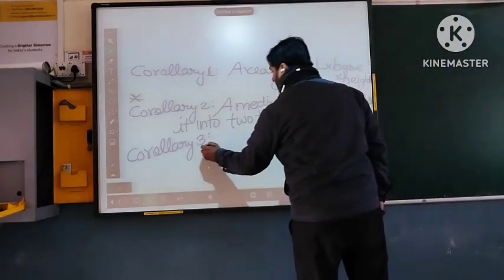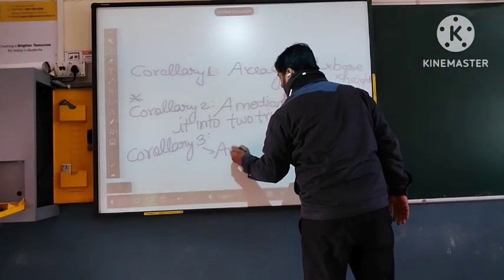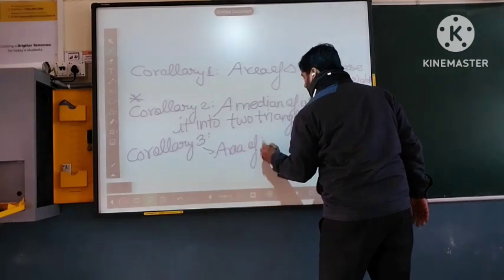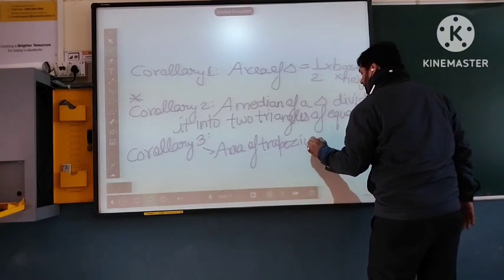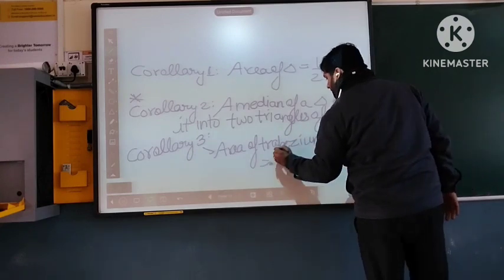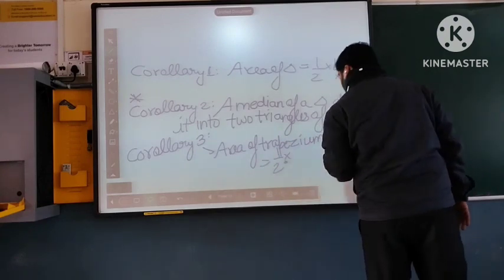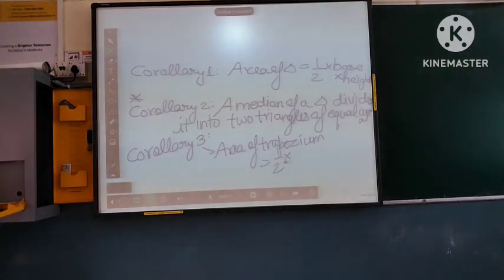This was corollary 2. I put a star intentionally. Corollary 3 also is very simple. Again it is a formula only. What is that? Area of trapezium. Again it is what? Half into sum of parallel sides into height.